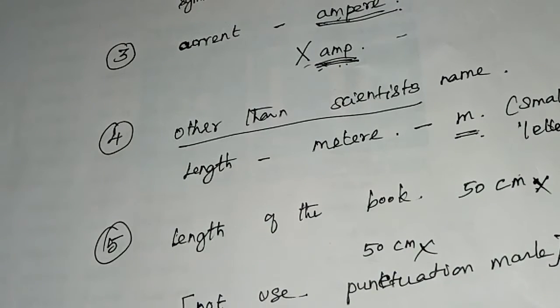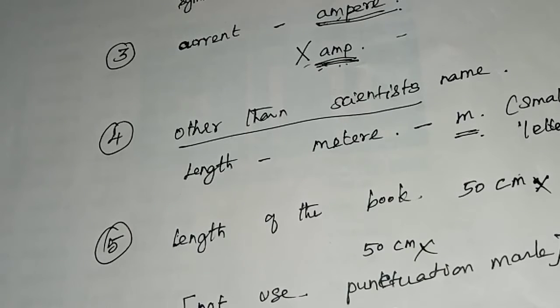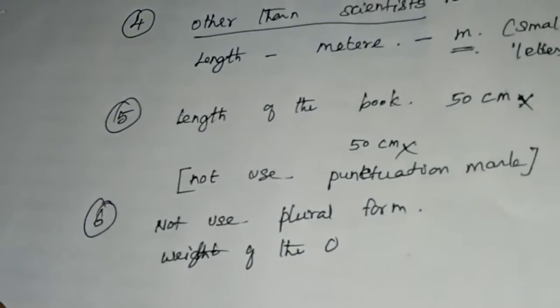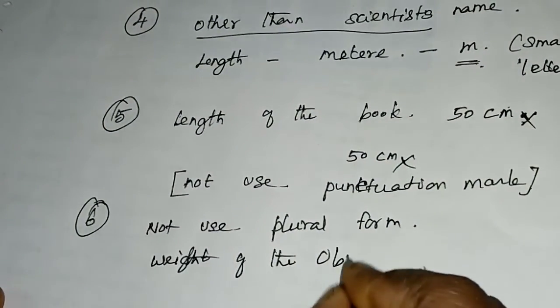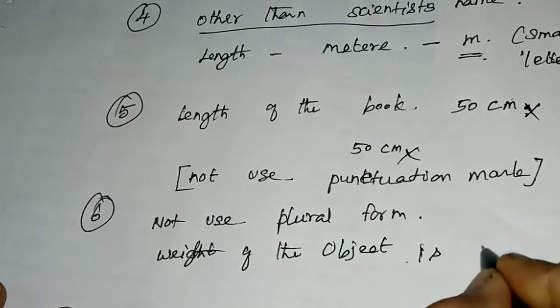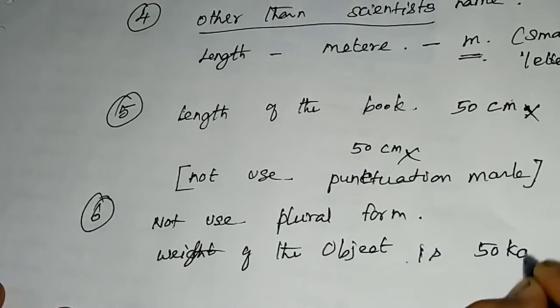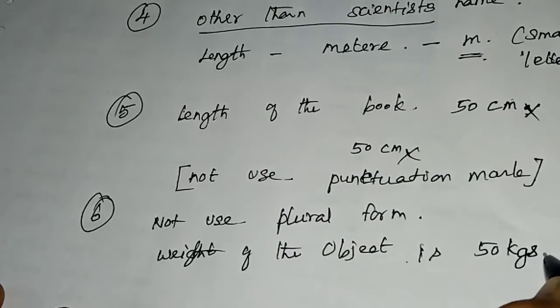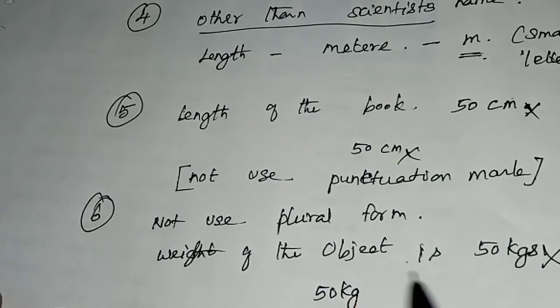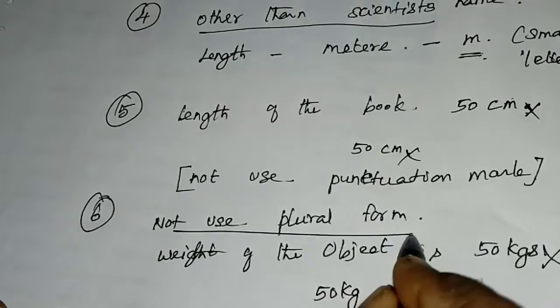And the sixth rule is you should not use the plural form. For example, the weight of the object is 50 kg. Some people treat 50 as a plural and write 50 kgs. That you should not write. You should write only 50 kg. Should not use the plural form.